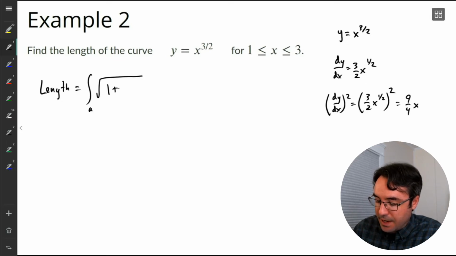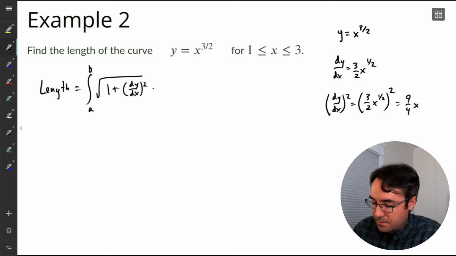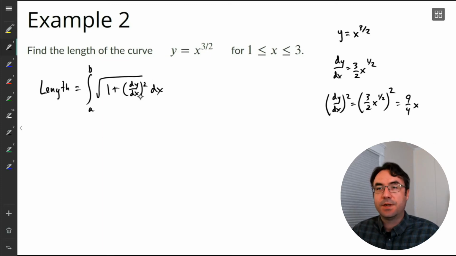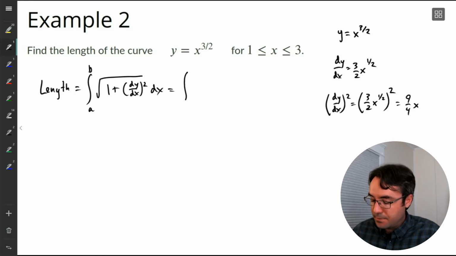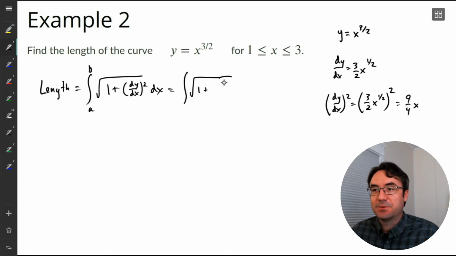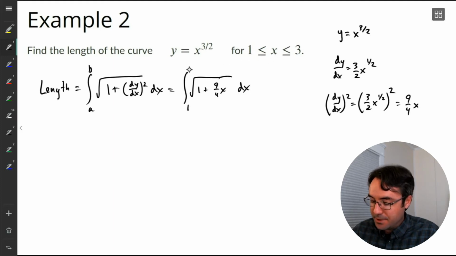Well, you know what? Let's write out our formula. Good practice. All right, so what is our derivative squared? Let's fill that in. 1 plus, and I never write my square root signs long enough, 9 over 4 x dx. And we have to decide also on our limits of integration. And here, this is nice. We're given the interval. So lower limit is 1, upper limit is 3. All right, so this is going to do it.